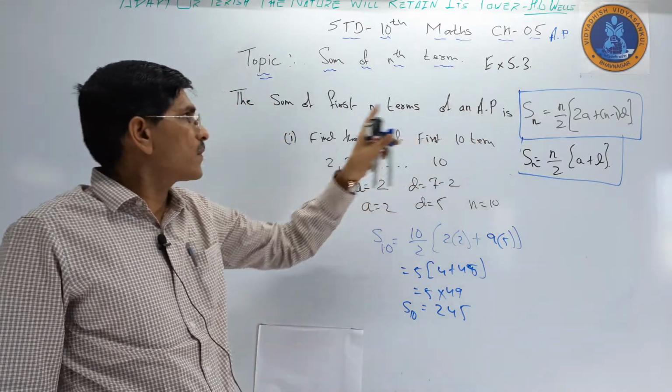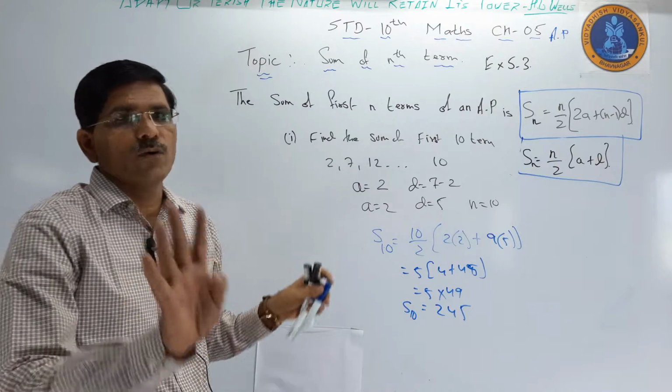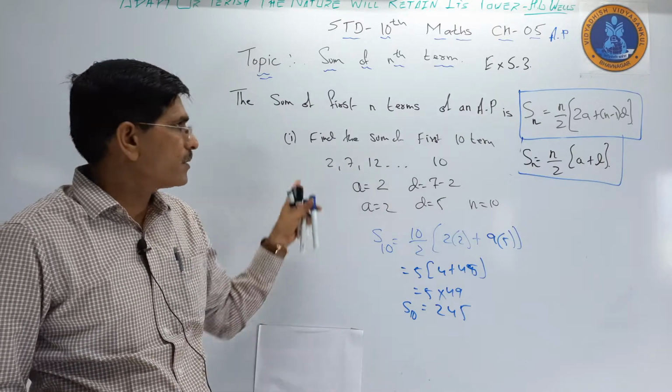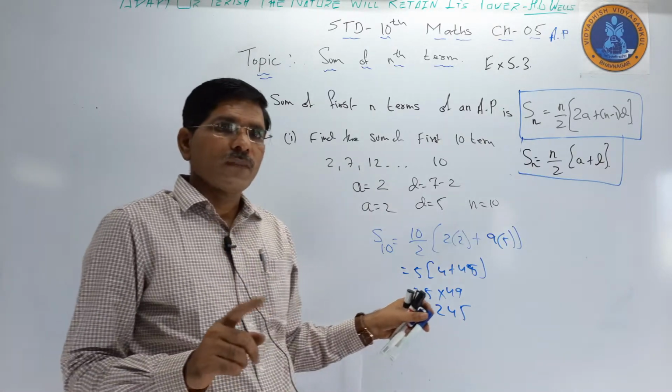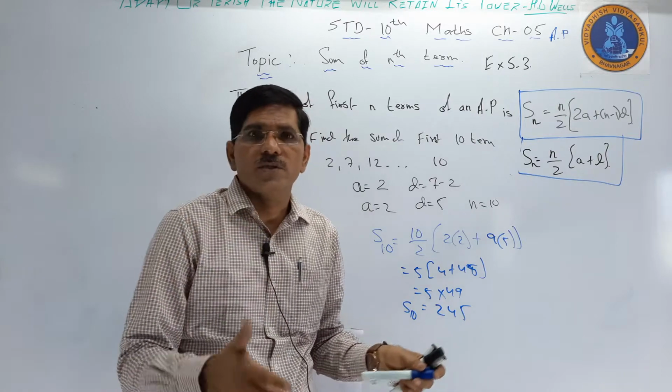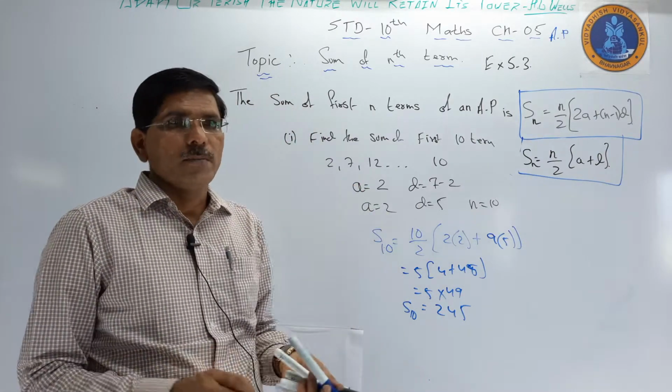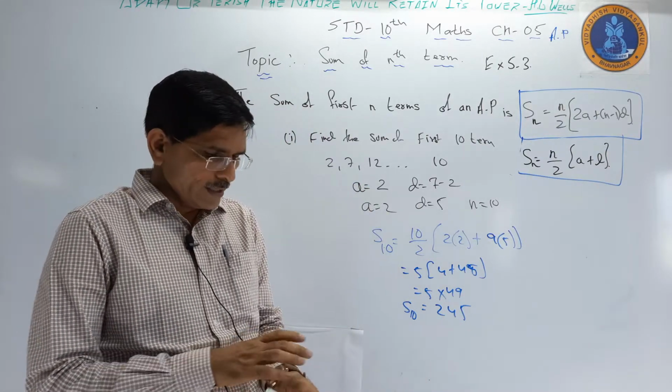Exercise 5.3 question number 1. Now, there are 4 sums. Out of 4 sums I have explained the first. The other 3 sums you can do by the same method.